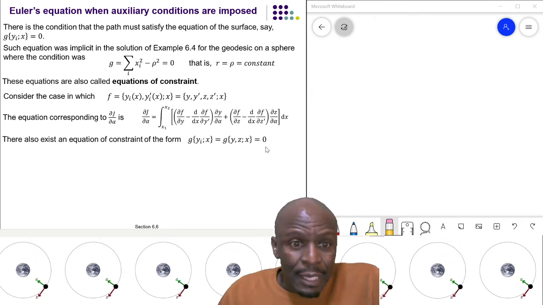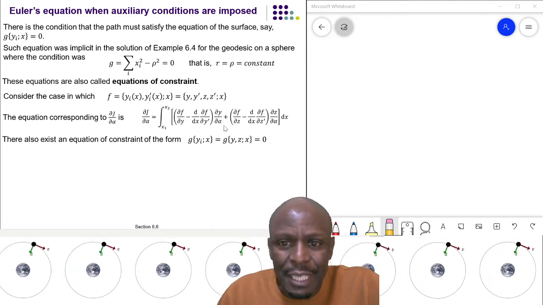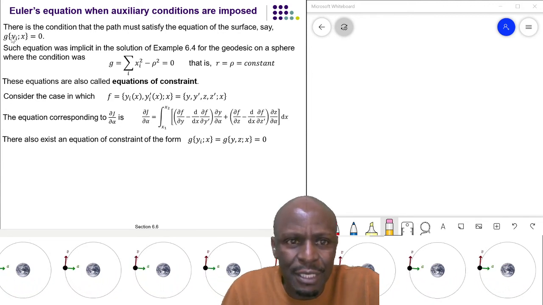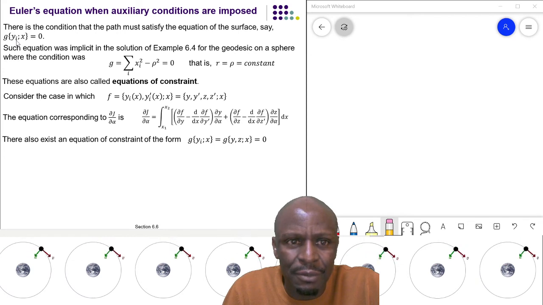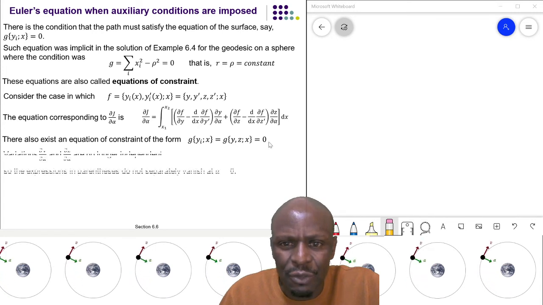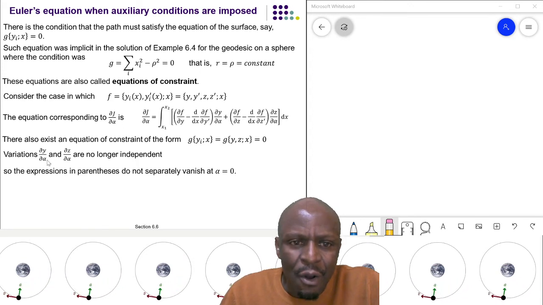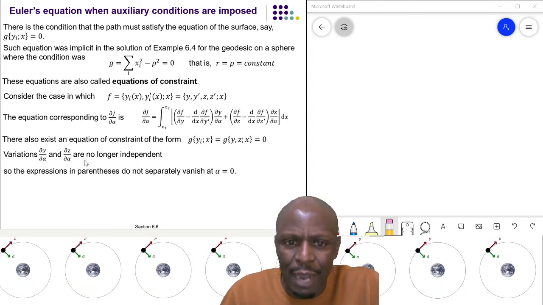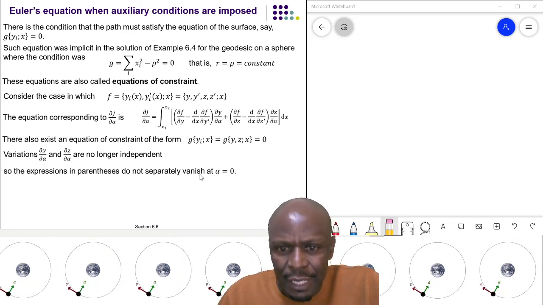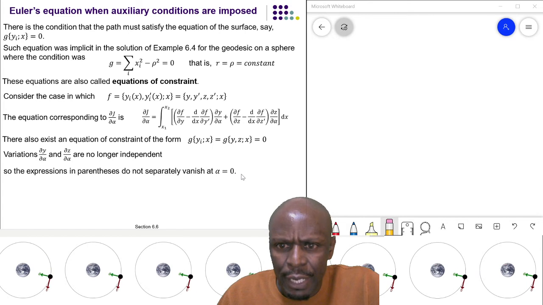Now, there also exists an equation of constraint. This is what you are going to have for the equation of constraint, because this is g in terms of the many variables. Therefore, this is going to be equal to 0. Now, the variations of y with respect to alpha and z with respect to alpha are no longer independent. So the expression in the parentheses does not separately vanish at alpha equal to 0.